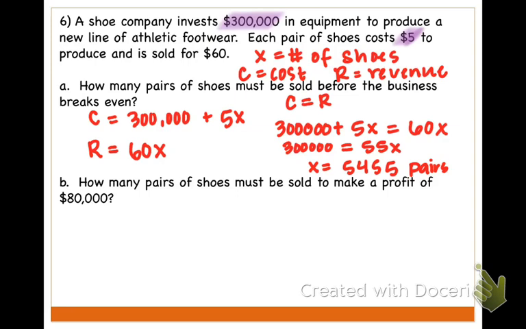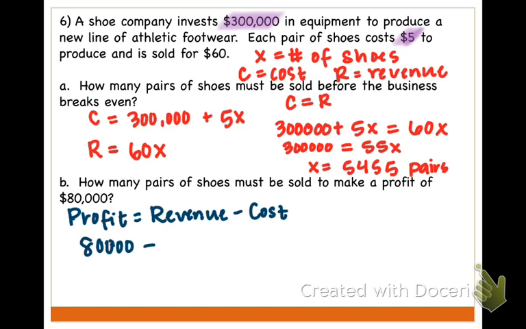Part B is asking for how many pairs of shoes do we have to sell to make a profit of $80,000. So we have the same two equations, we have the same variables here, but now we're asking about a profit. And remember, profit is going to be our revenue minus our cost. So the money coming in minus the money going out. So my profit, I want that to be my $80,000. I want to make $80,000 in profit. And so that's going to have to equal my revenue, my 60x, minus the cost of $300,000 plus 5x.